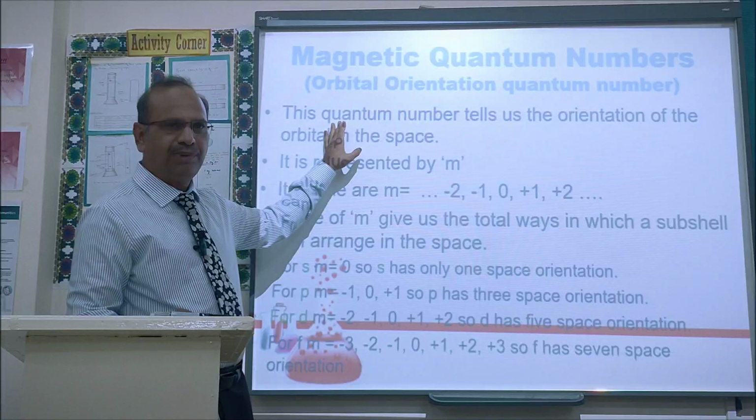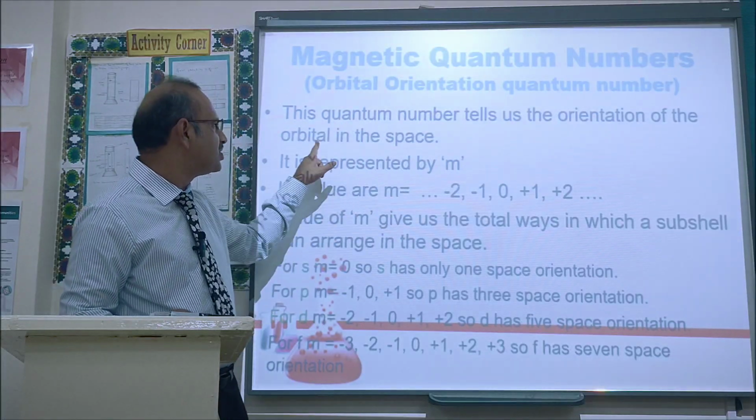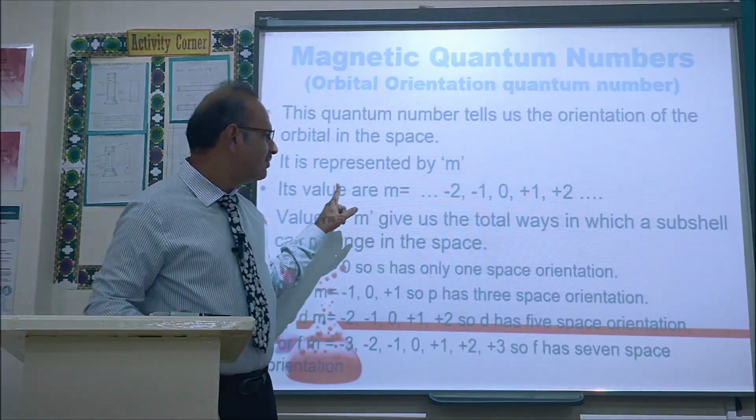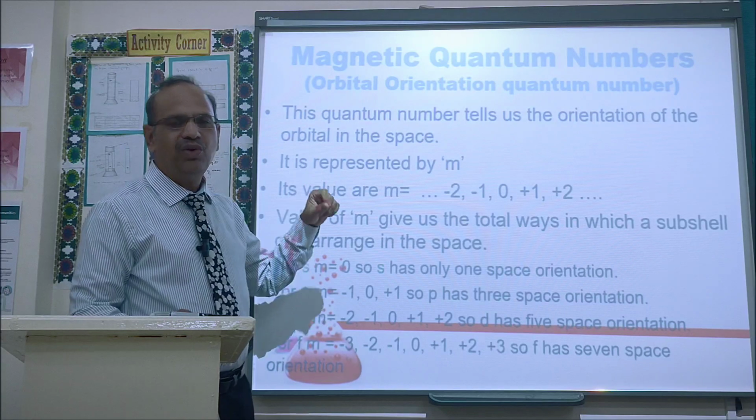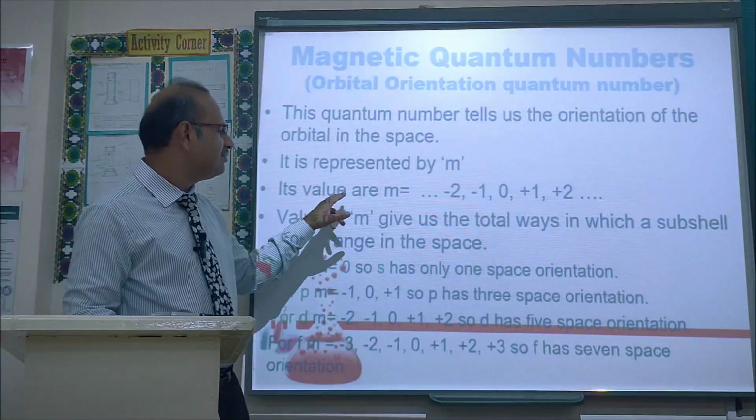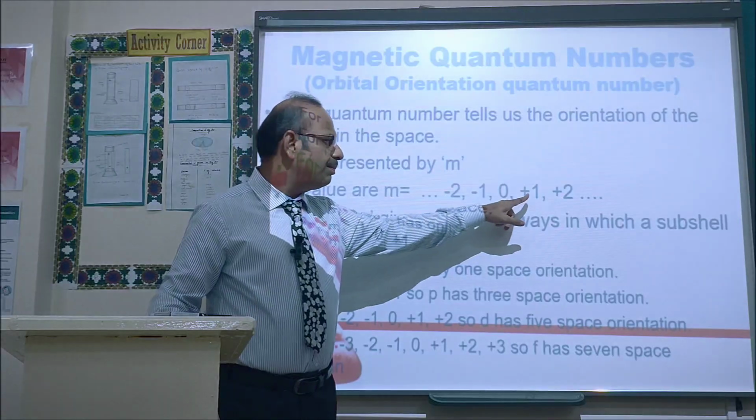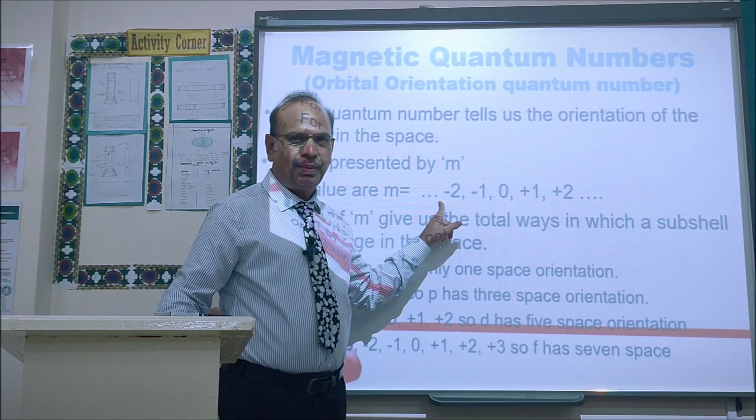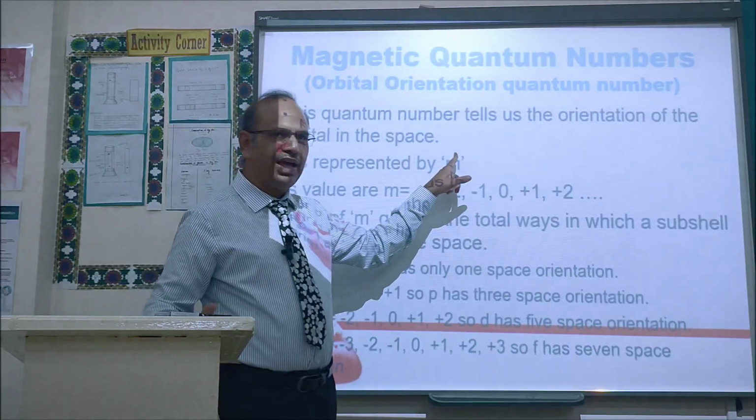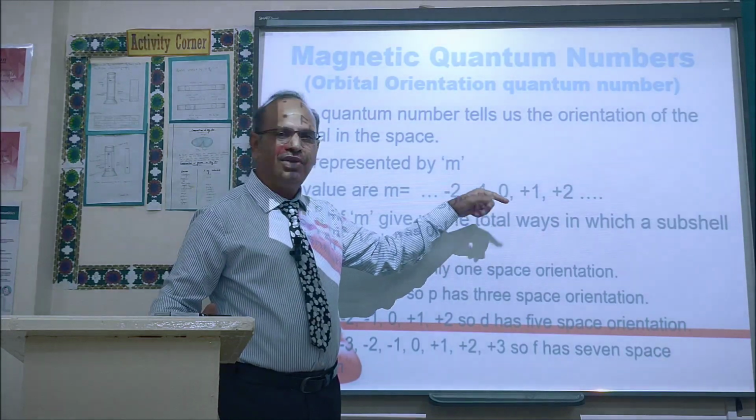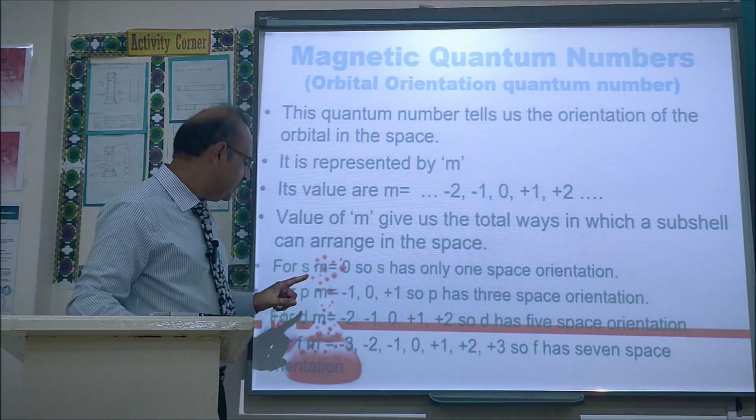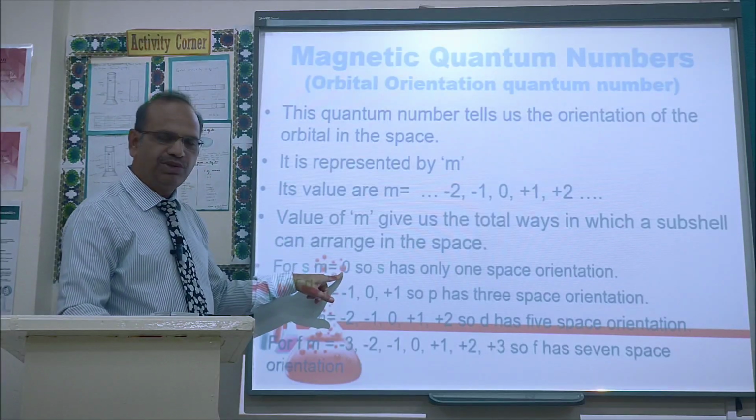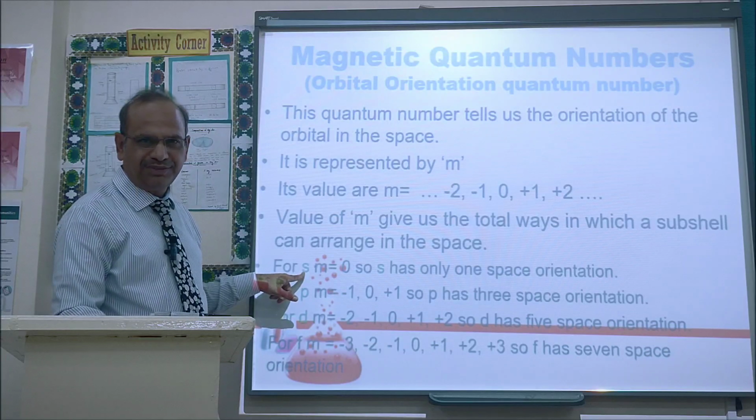Anyhow, the magnetic quantum number tells us the orientation of an orbital in space. It is represented with m, and its value depends on the value of l. So for example, its value can be 0, +1, -1, +2 and -2. If the value of l is 0, the value of m will also be 0. Look at here. It represents the s subshell.